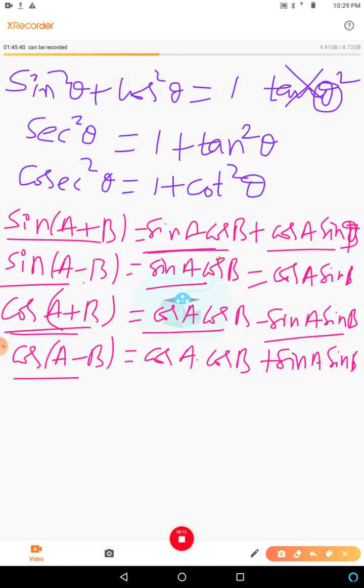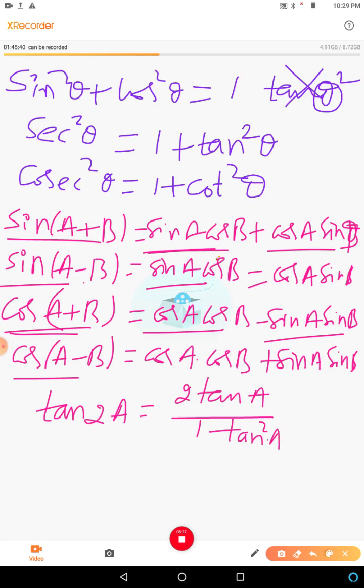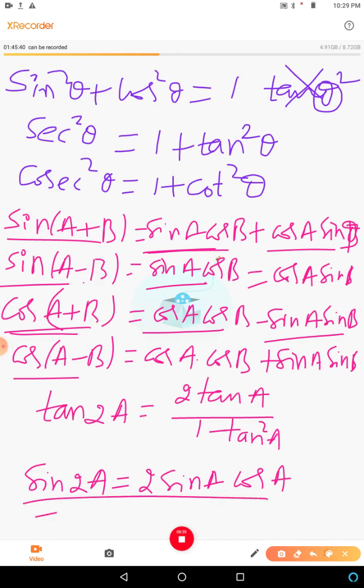Another formula that I am going to write is the last formula, tan 2A. Tan 2A will be equal to 2 tan A divided by 1 minus tan square A. There are many formulas, but these are basic. Another one: sin 2 theta will be equal to 2 sin A cos A. It is also a very important formula.